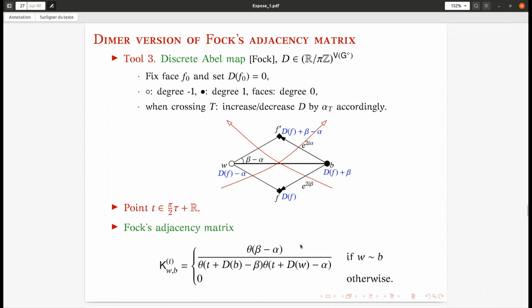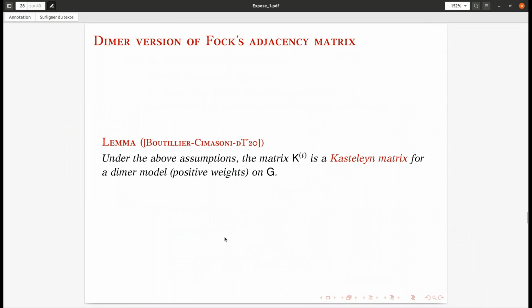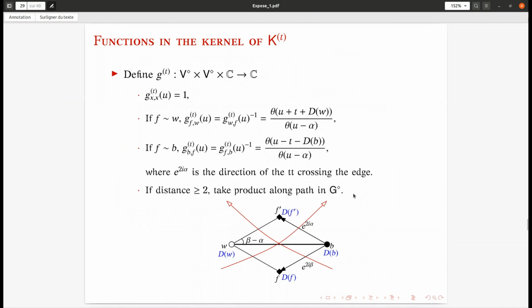Okay, do you have a phase times a positive weight function? And so this is a lemma that under the above assumption, so minimal graph, that you're choosing your T well, this is actually a Kasteleyn matrix for a dimer model with positive weights. Okay, so Fock doesn't care about being a real dimer model, and so we kind of set the assumptions, the framework where you really have a dimer model.